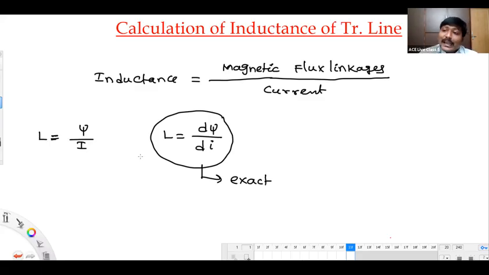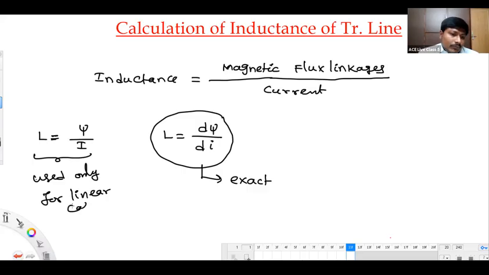And when will we use psi by I? Maybe in the case of linear inductors. So this is used only for linear cases. Whereas whether the inductor is linear or non-linear, in all cases we can go for L equals d psi by di, which is valid in all cases, as we said just now.